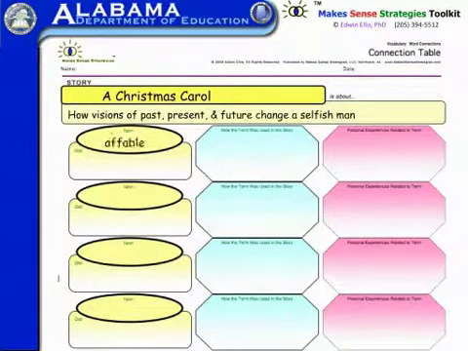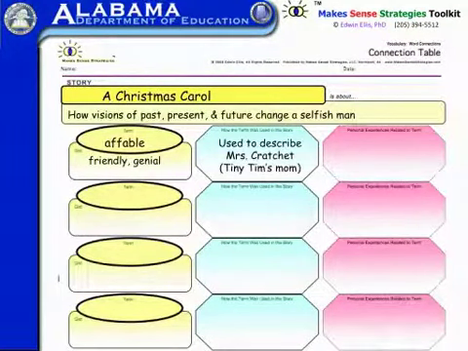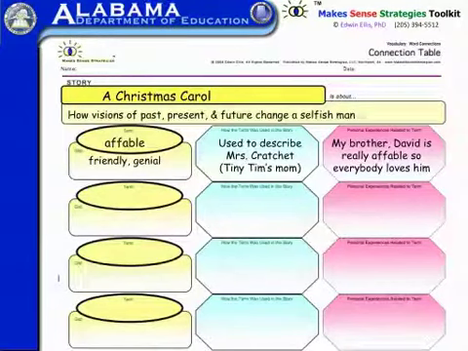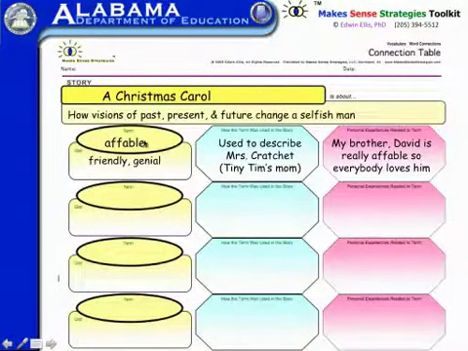One of the terms is affable, and the gist is friendly or genial. It's used to describe Mrs. Cratchit, Tiny Tim's mom. That's how it was used in the story. Personal connection: my brother David is really affable, so everybody loves him. Okay, so if we look at this, it looks pretty good because you can see how the term is being used in the story and also a personal connection to it.